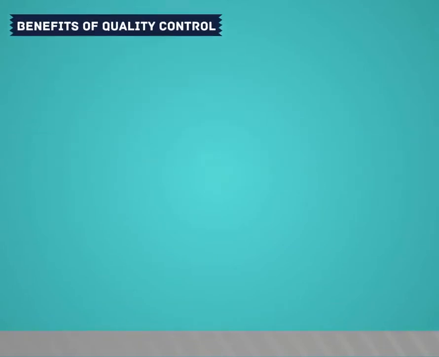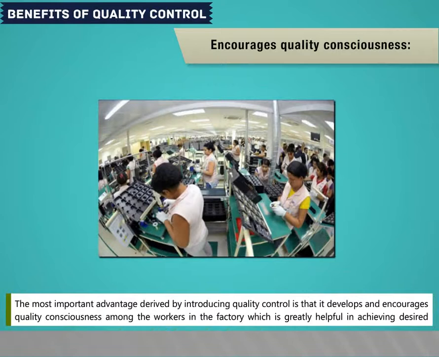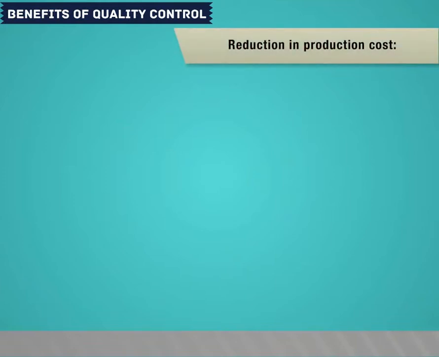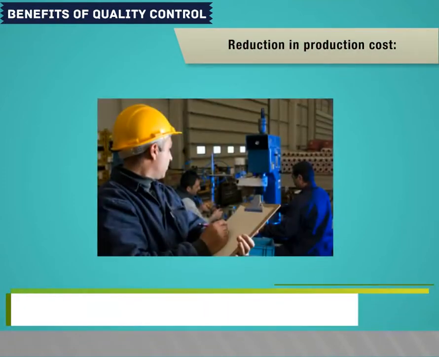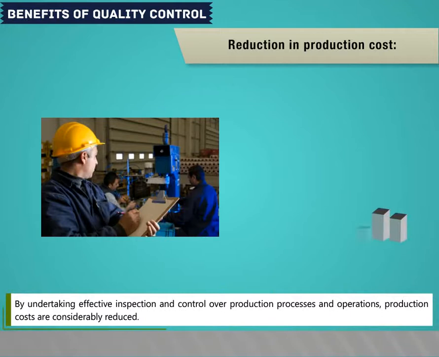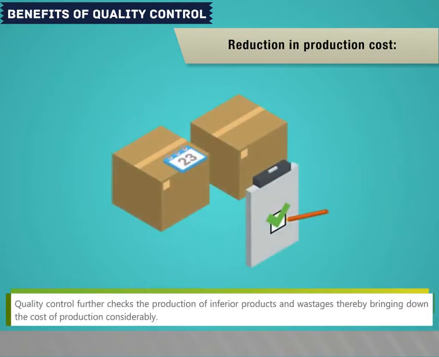Benefits of quality control. Encourages quality consciousness. The most important advantage derived by introducing quality control is that it develops and encourages quality consciousness among the workers in the factory, which is greatly helpful in achieving desired level of quality in the product. Reduction in production cost. By undertaking effective inspection and control over production processes and operations, production costs are considerably reduced. Quality control further checks the production of inferior products and wastages, thereby bringing down the cost of production considerably.